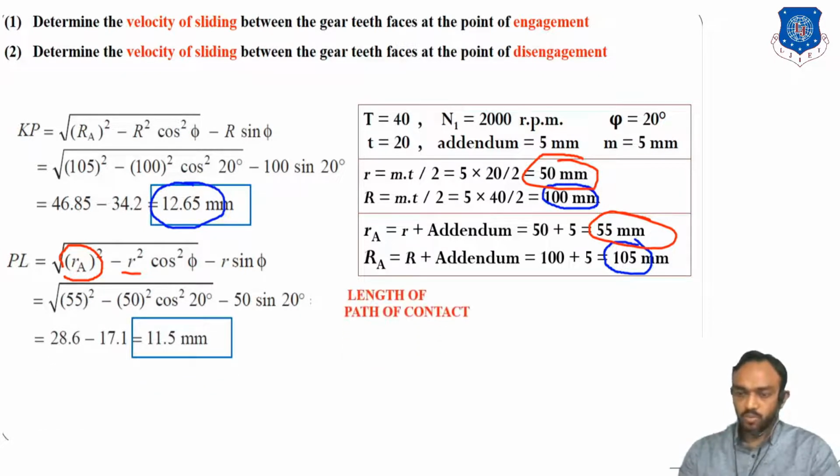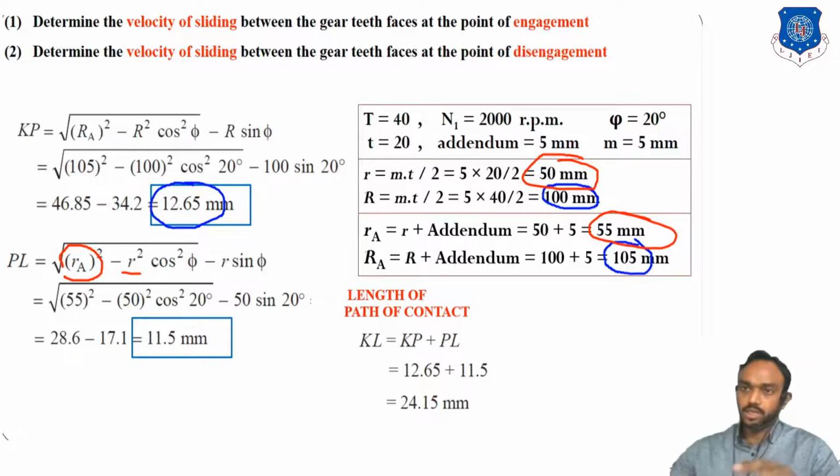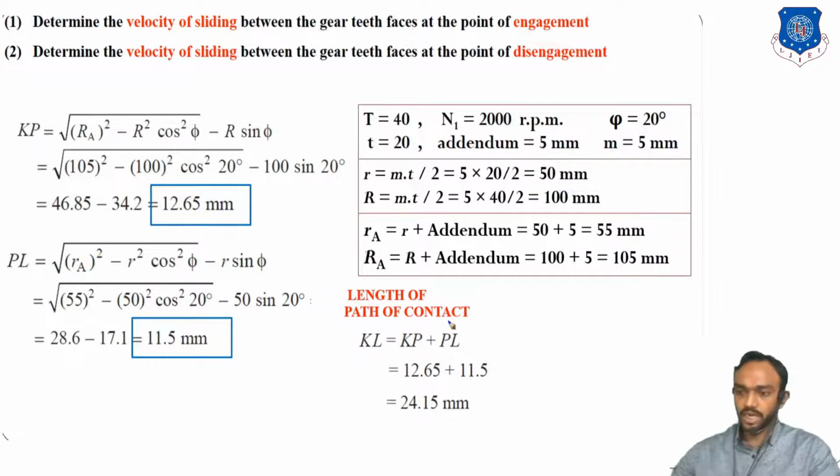So Kp plus PL means the length of path of contact is Kp plus PL. It is not asked in the question but it is used indirectly. To find the engagement velocity and disengagement velocity, Kp and PL will be used individually. So Kp is equal to 12.65 and PL is equal to 11.5. Okay.